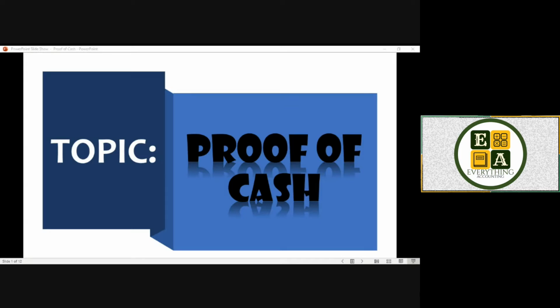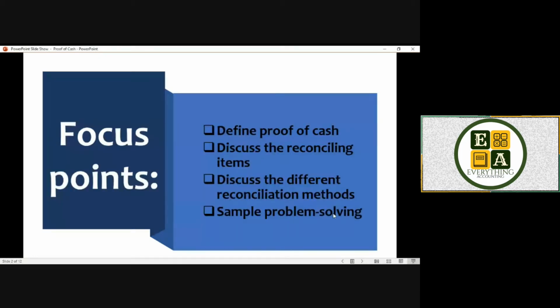Okay, proof of cash. To proceed with the discussion, our focus points are to define proof of cash, discuss reconciling items, discuss the different reconciliation methods, and we'll also have sample problem solving. We're going to discuss sample problem solving for proof of cash.